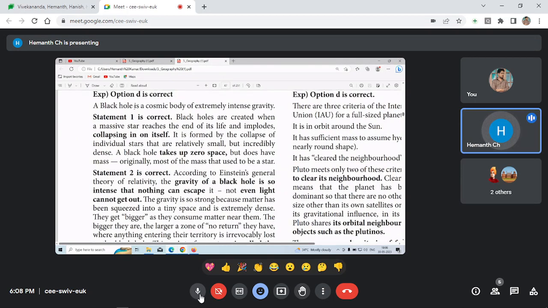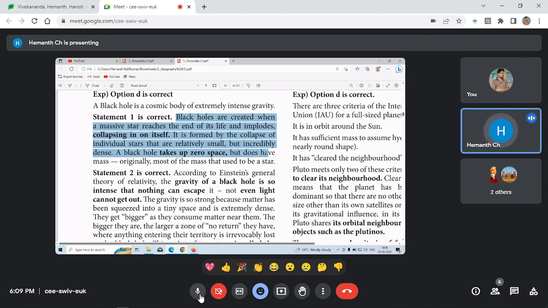A black hole is a cosmic body of extremely intense gravity. Black holes are created when a massive star reaches the end of its life and implodes and collapses in on itself. It forms by the collapse of individual stars that are relatively small but incredibly dense.